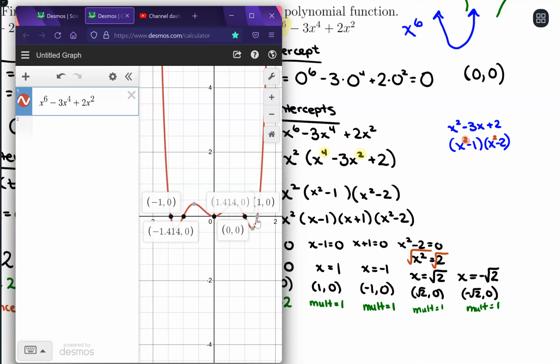And then we have negative root 2 and positive root 2. So it's a case where we have 5 zeros for our graph. And then in terms of turning points, let's see, we have 1, 2, 3, 4 turning points for this graph. So that's visually how those horizontal intercepts come through, as well as the multiplicity describing the behavior of the graph at those points.